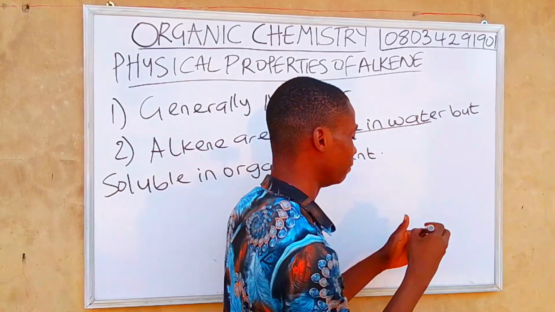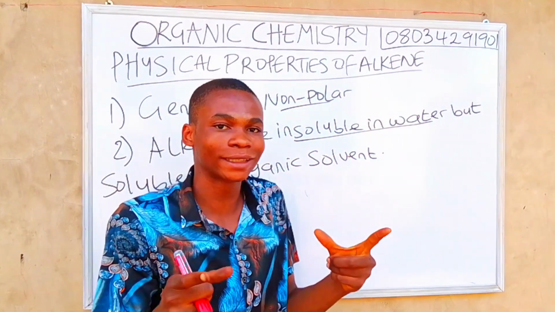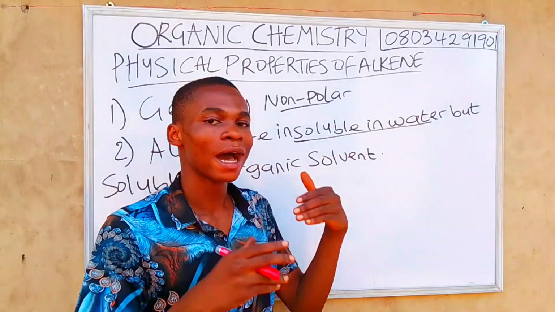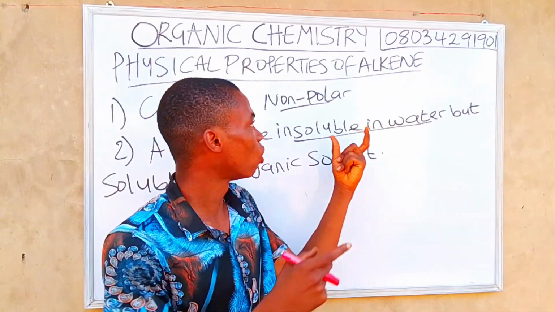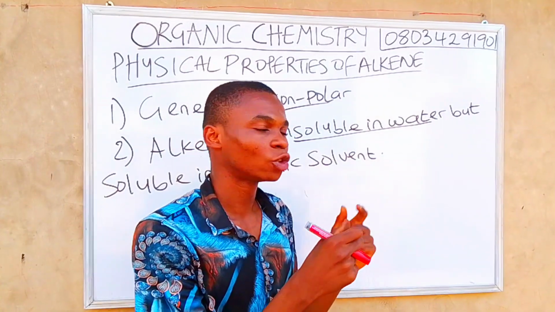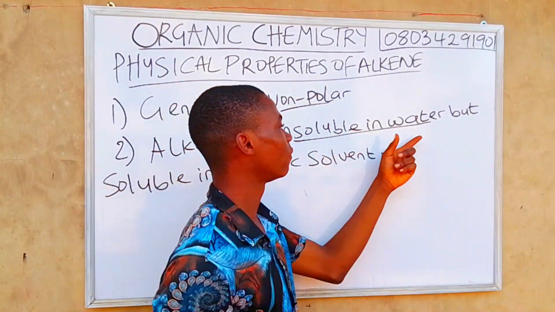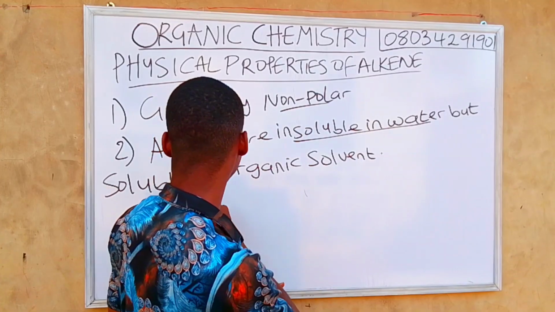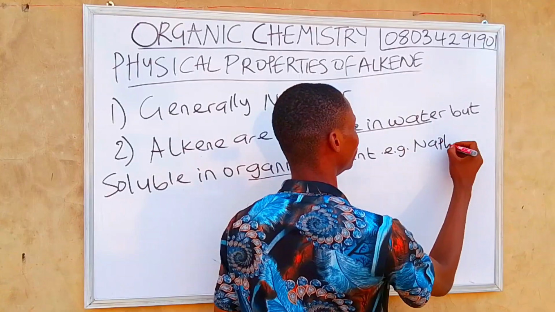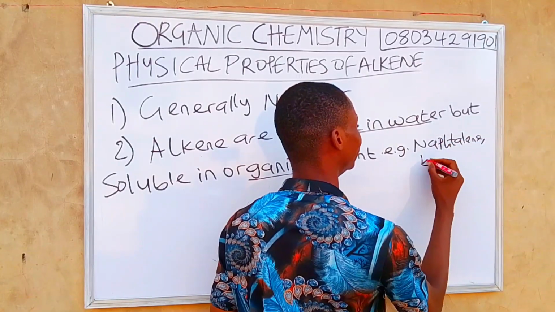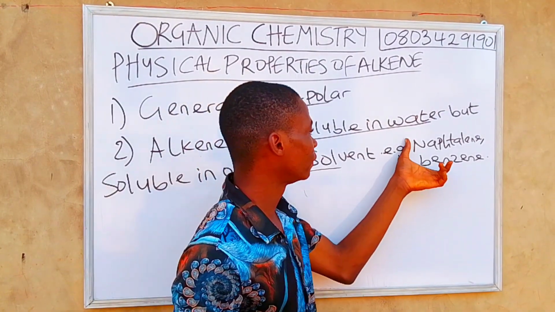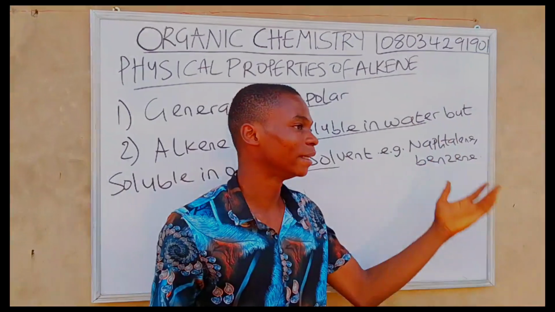So insoluble in water means alkene cannot dissolve in water. Don't forget, alkene cannot dissolve in water. Water is a polar substance. Water is polar, while alkenes are non-polar. That is why alkene cannot dissolve in water. But it is soluble in organic solvent, like naphthalene, benzene. So we still have other organic solvents. They can dissolve in organic solvent like naphthalene, benzene.